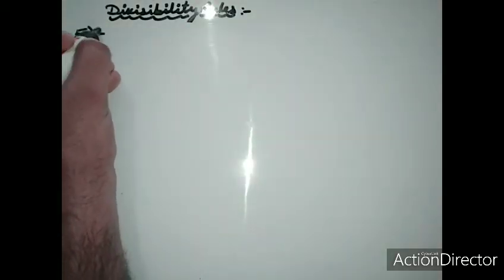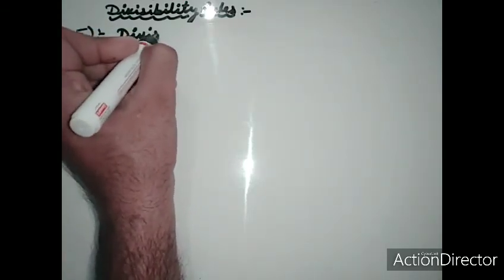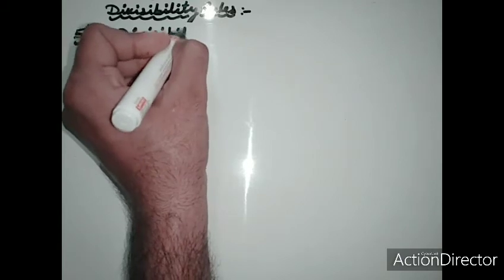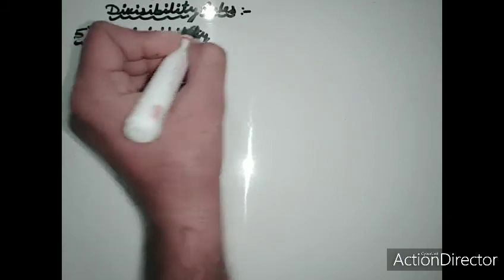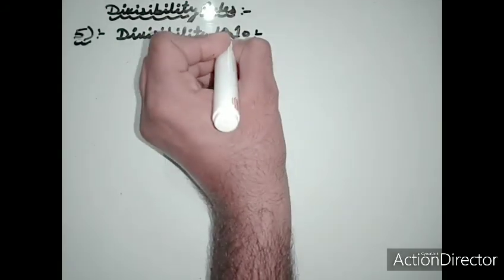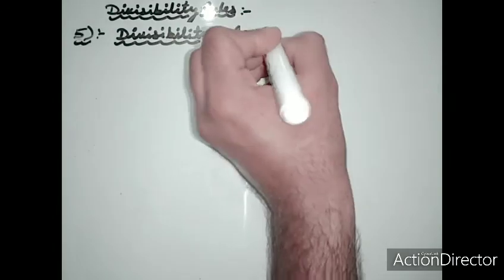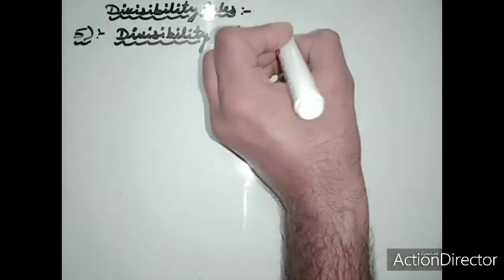Now here we will discuss the next rule, divisibility by 10, right? So a number is divisible by 10 if its unit digit is 0.